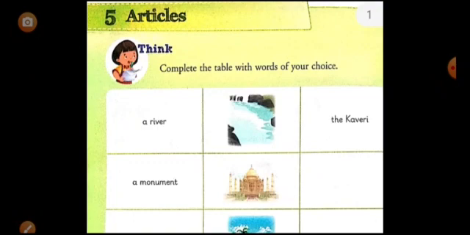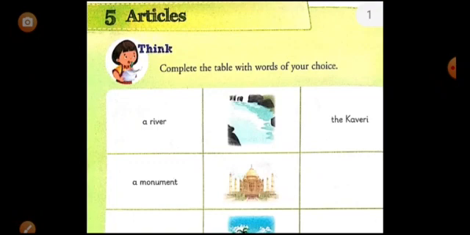Now, you know there are 26 alphabets in our English book. Out of these 26 alphabets, 5 of them are vowels. So, we know which are vowels? They are A, E, I, O, and U. The rest of the alphabets are consonants. Now we will see where we put the articles a, an, and the.